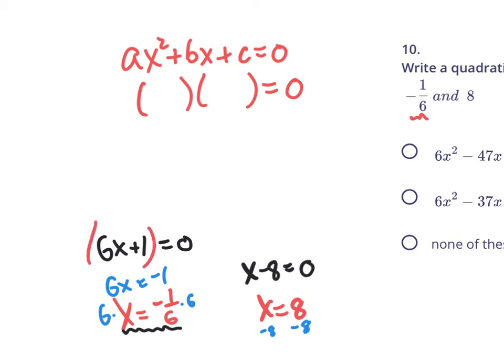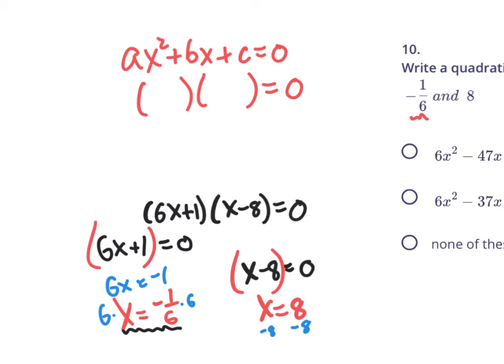So I'm going to say this binomial times this binomial should equal 0. Let me write that down actually. 6x plus 1 times x minus 8, that should equal 0. And of course, we want it as a quadratic trinomial, ax squared plus bx plus c. We don't want it as a binomial times a binomial, so let's actually distribute. And 6x times x, that's 6x squared. 6x times -8, that's -48x. 1 times x, that's positive 1x. 1 times -8, that is -8. And of course, it's still equal to 0.